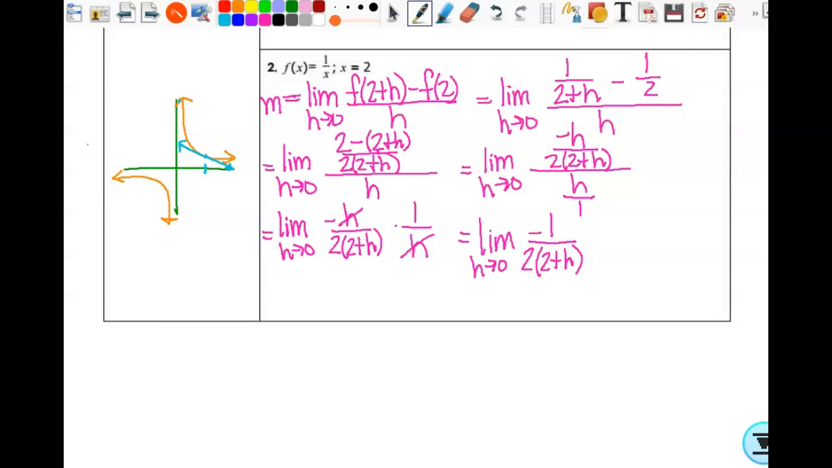Now I can evaluate by direct substitution. So this gives me a negative 1 over what? 4. And does that make sense for what we discussed about our graph? Yeah, it's negative and it's not that steep, so I think that sounds good. And that's my slope.